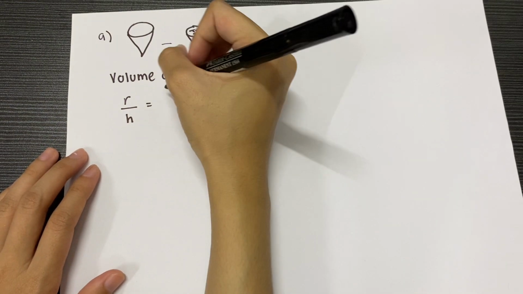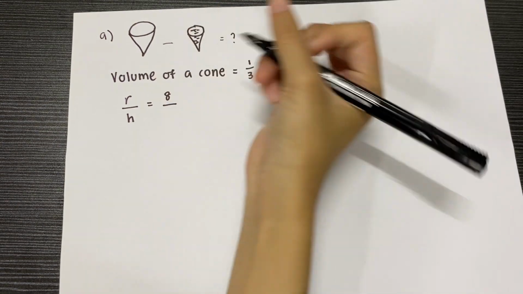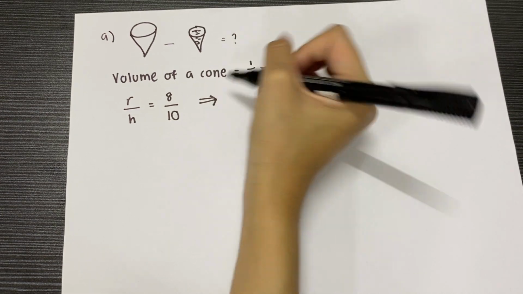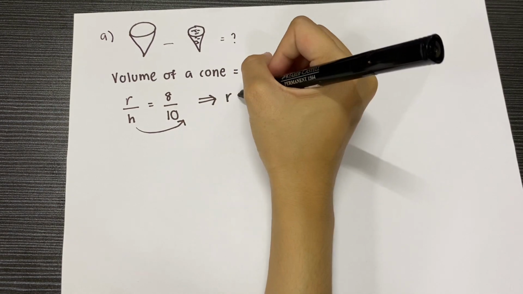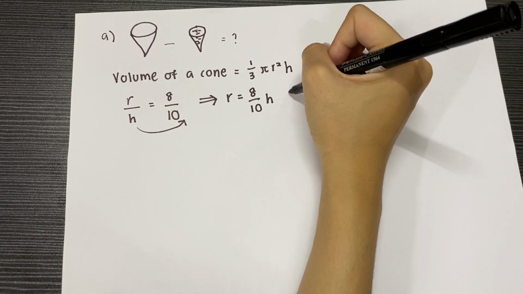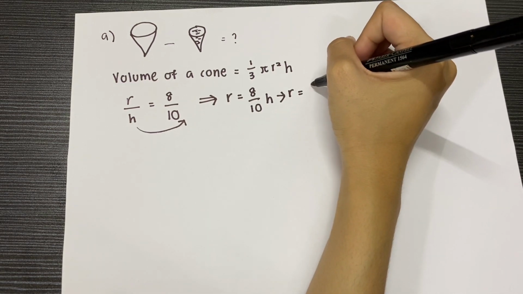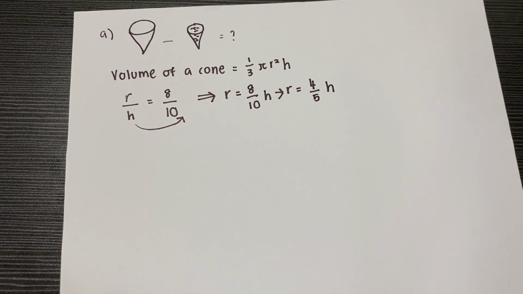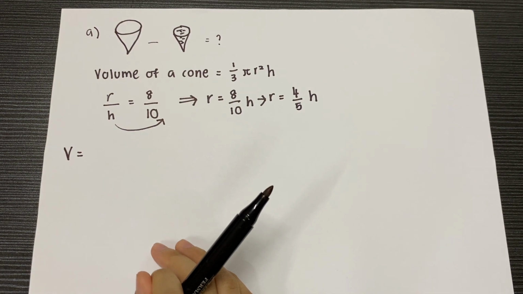For the big cone, it's given the radius is 8 and the height is 10. Let's find the r for the smaller cone. So r equals 8 over 10 h. Simplify it, it becomes 4 over 5 h. Find the volume of the empty space. Let's substitute all of the information in the formula.